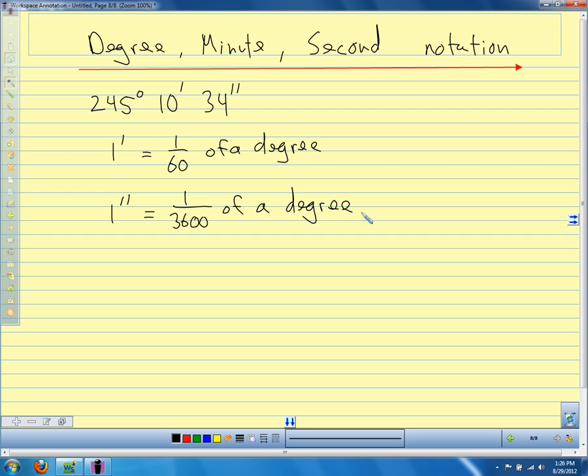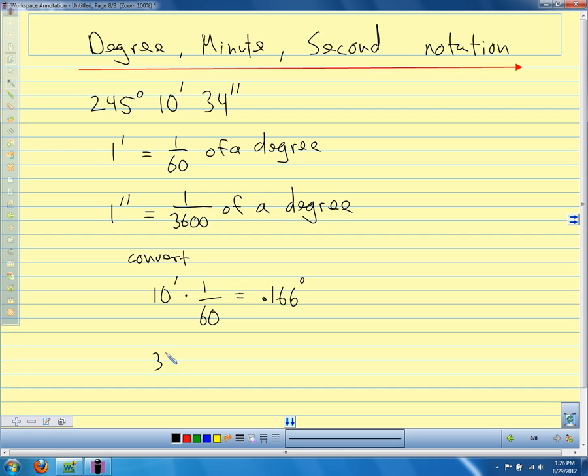So if we wanted to convert this to decimal, we would have 245 degrees. We would have 10 minutes. So if we wanted to convert, we would say that 10 minutes times 1/60th equals 0.166. So 10 minutes is 1/60th of a degree, so 10 minutes is 0.166 degrees.